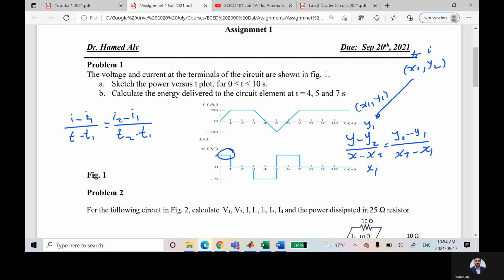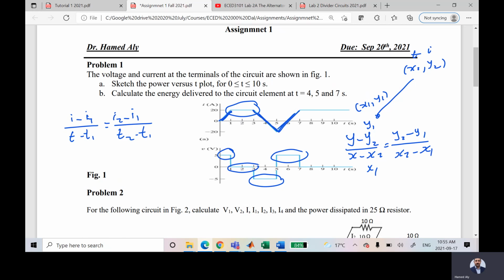Why? It's constant. The slope is 0. So I can say directly V is equal to 5. I can say directly V is equal to negative 5 here. V is equal to here 5. And for this one, I is equal to 20. But you have to calculate this equation and this equation and this equation.